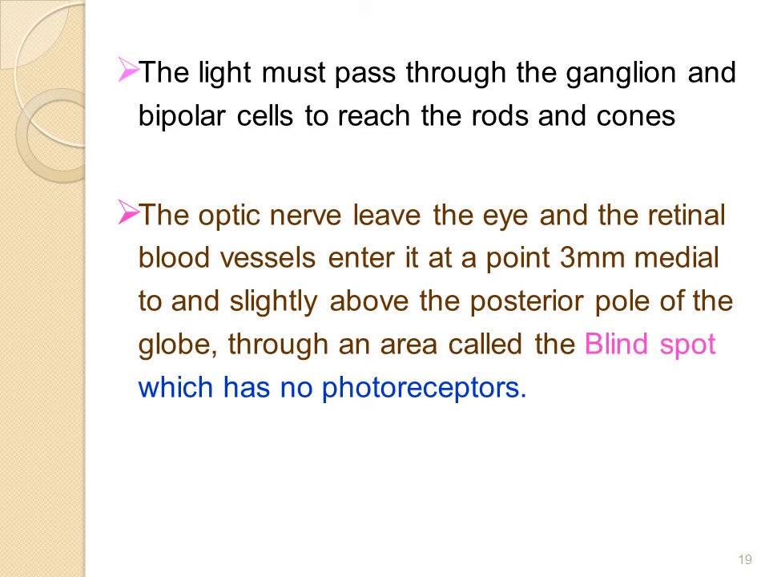The optic nerve leaves the eye, and retinal blood vessels enter it, at about 0.3 millimeter medial to and slightly above the posterior pole of the globe, through an area called the blind spot, which has no photoreceptors. The blind spot does not have any rods or cones, so the optic nerve leaves the eye and retinal blood vessels enter through this area.